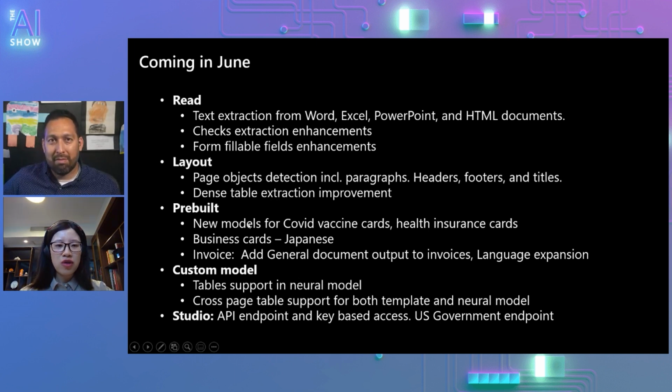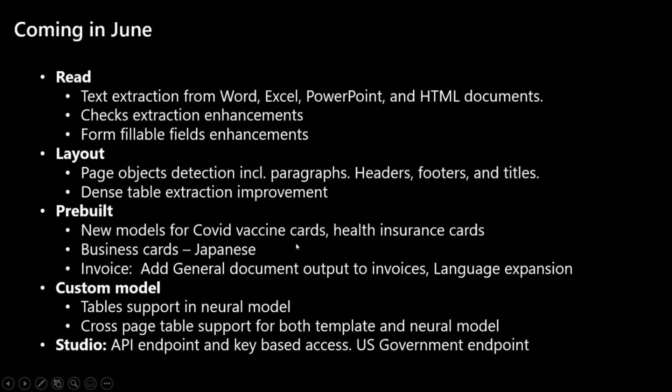I have introduced the new preview models with vaccination card and health insurance card, but we are also going to do language expansion to existing models, including business card and invoice. For custom model, as I just demoed, we will continue to support tables, especially tables that cross multiple pages, that you can train using the custom model. And for Studio, you can also use the API endpoint and key-based access, and we are expanding to the US government endpoint as well.